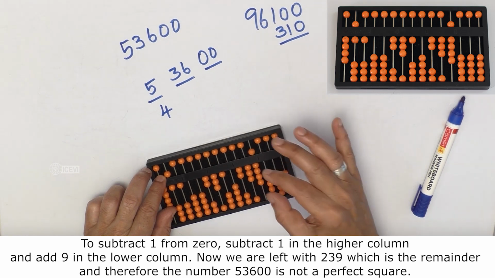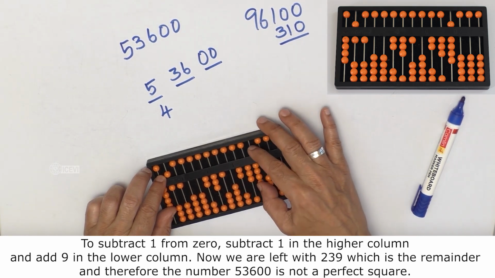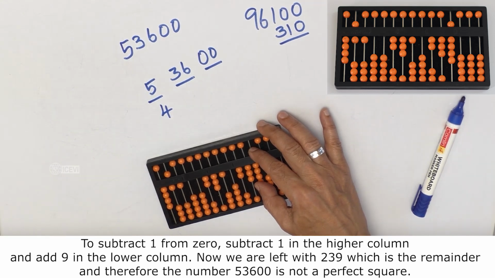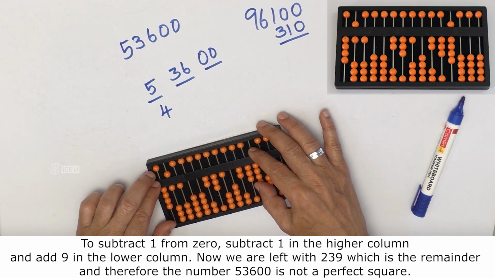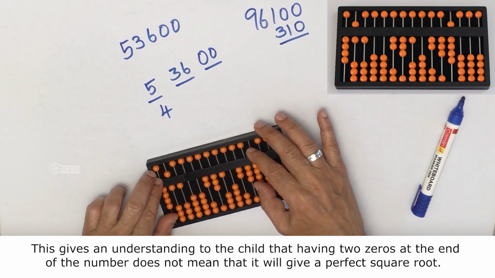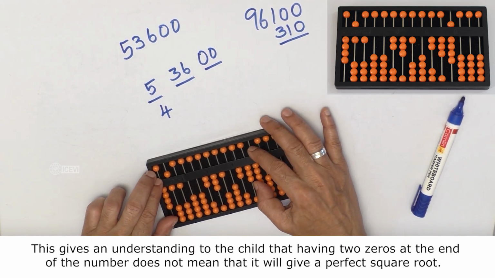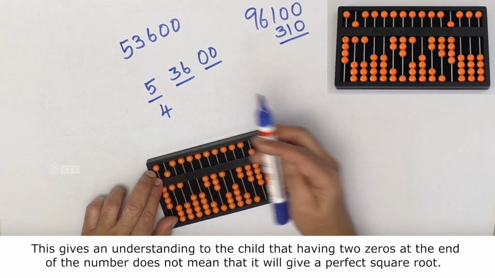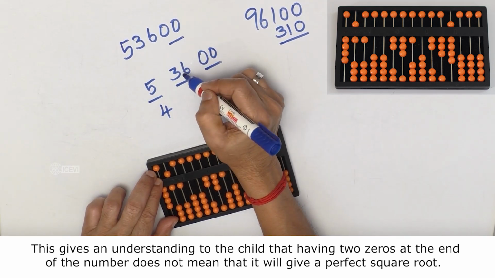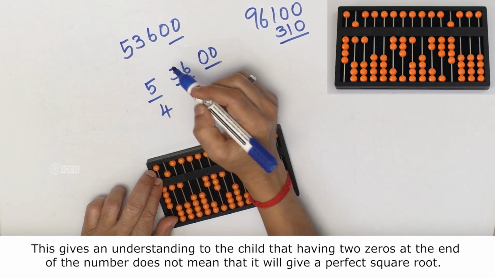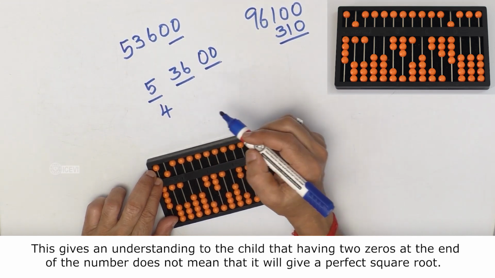Now we are left with 239, which is the remainder, and therefore 53,600 is not a perfect square. This gives an understanding to the child that having 2 zeros at the end of the number does not mean that it will give a perfect square root.